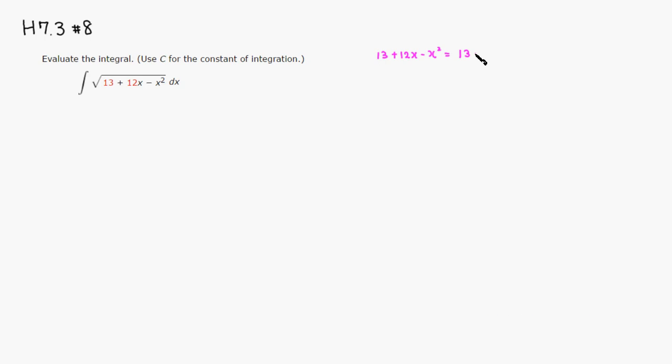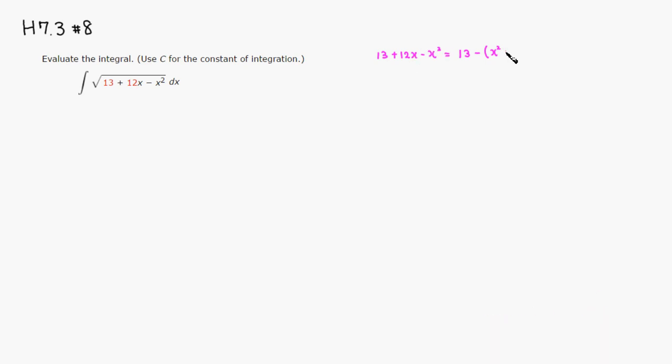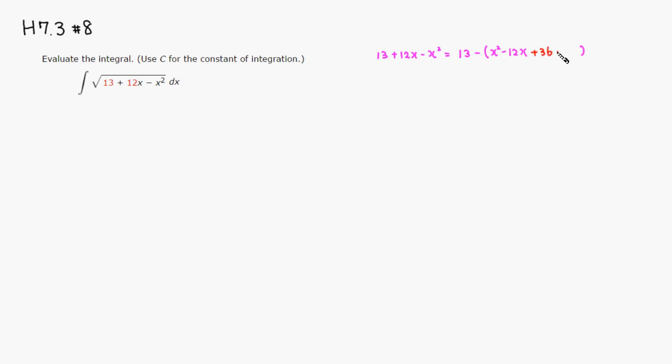And I'm going to factor out the negative sign from x squared, right here. Then if you factor out the negative sign from 12x, you get negative 12x. Then the number we need to complete the square is half of 12, squared, so it's going to be 6 squared, so we need 36. Then I'm going to subtract 36.